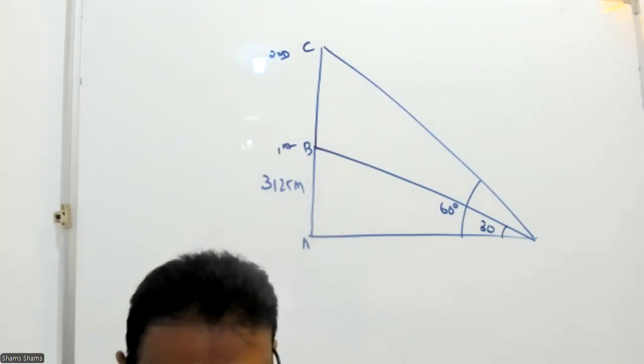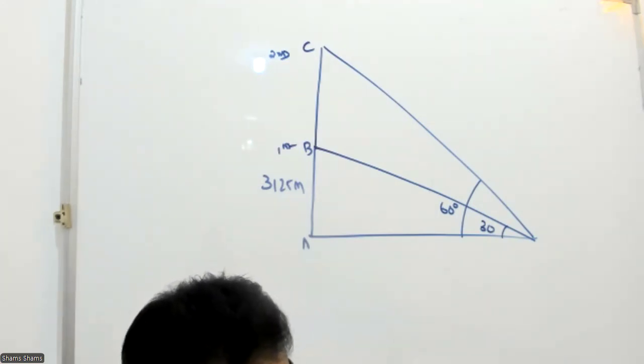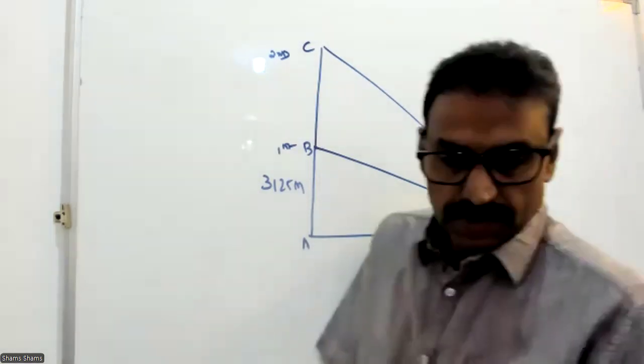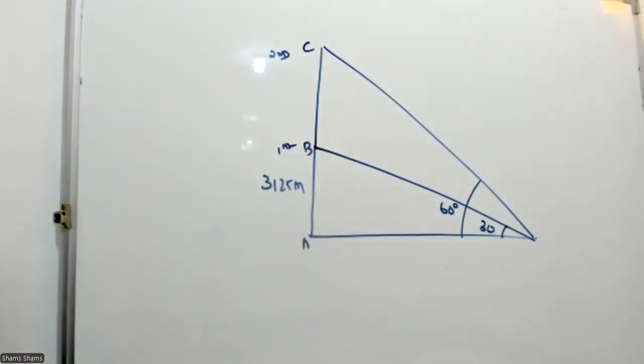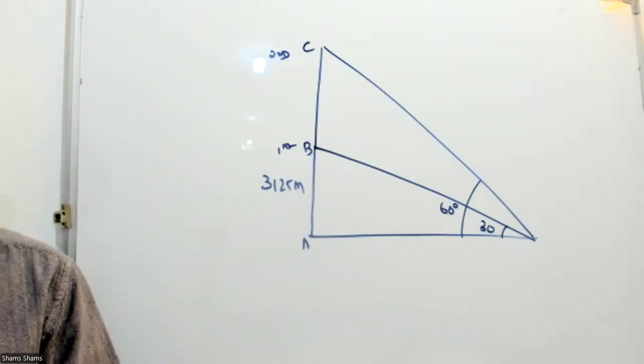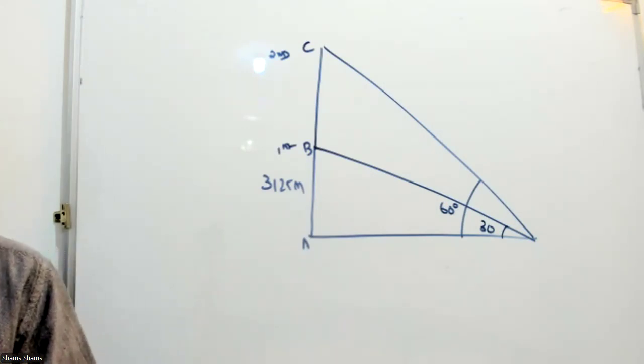6250, correct, Balani. Answer is 6250 meter. Okay, try first. Six two five zero meter. Okay, it is finished. You can try next question.